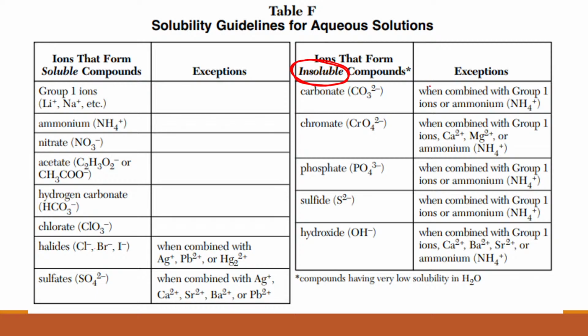You should notice that there's a lot more text in the exceptions column on the right. But if you pay very careful attention, you notice that it's almost all the same text. Every one of these says when combined with group 1 or ammonium. So really, that's just telling you that if you're paired with a group 1 or ammonium ion, you are soluble no matter what. And there's really only a couple of other things to look out for.